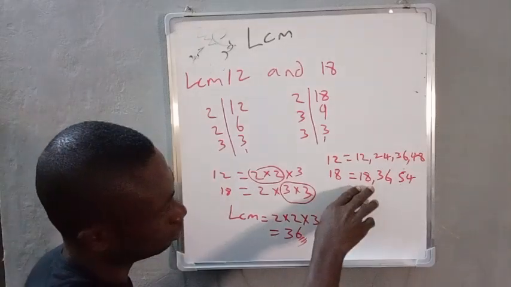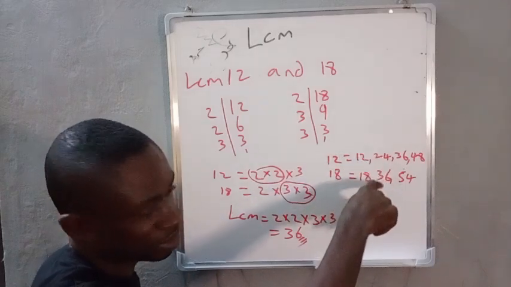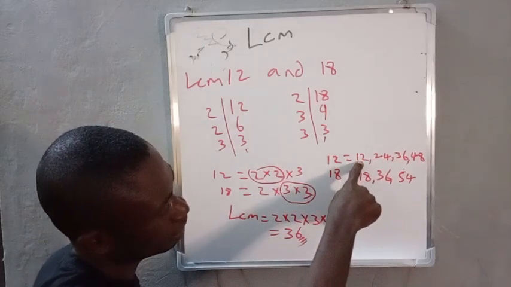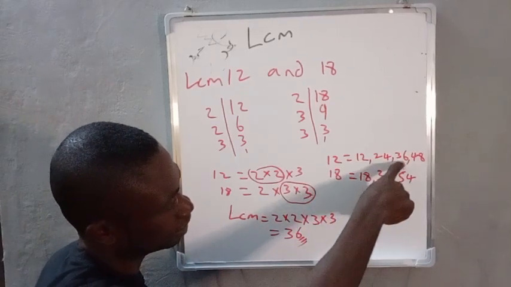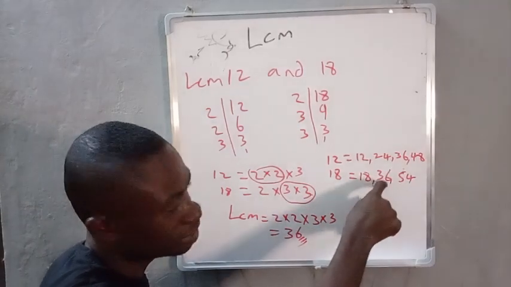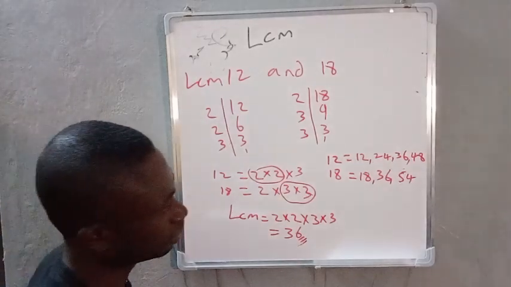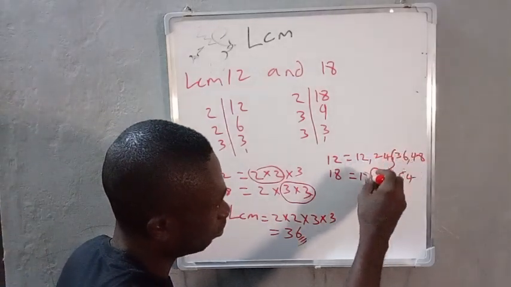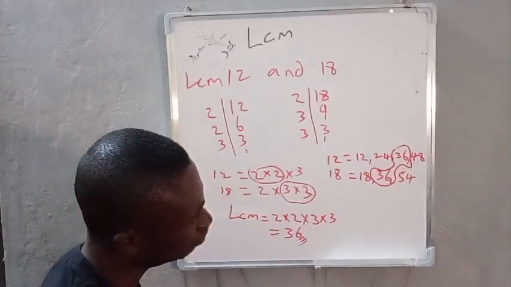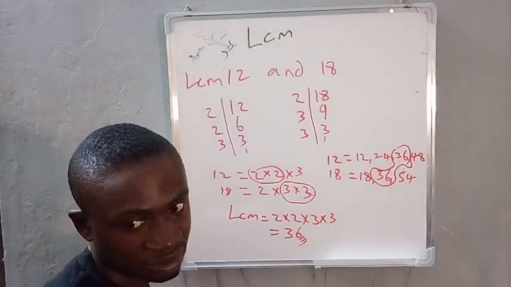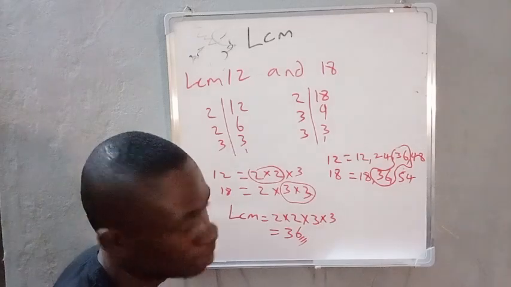So if you look at this now, what is the lowest number in these multiples? 12 is here, 12 is not here. 24 is here, 24 is not here. 36 is here, 36 is here. This is your LCM, and that is what we calculated here. So you can see this is the lowest common multiple of 12 and 18, which proves that what we did is correct. So this is how to calculate LCM in mathematics.